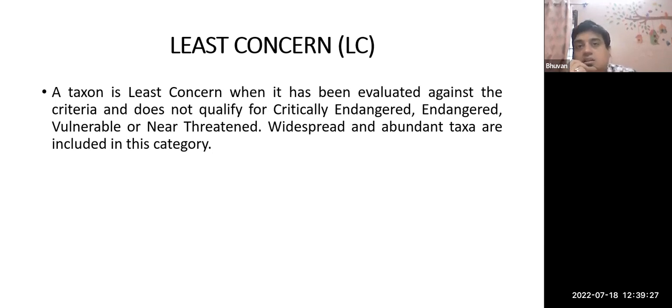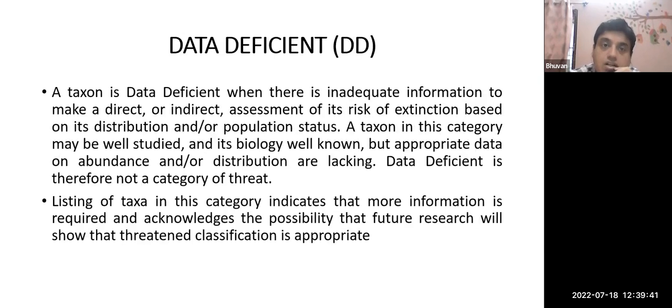Similarly, the rock pigeon or the blue rock dove is also very common in Indian cities, and we can say that it is least concern. And then we have the data deficient category. In this category, inadequate information is available for that particular organism. So that's why these organisms are categorized under the data deficient category.